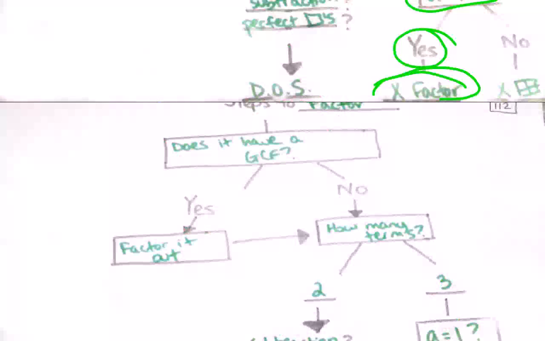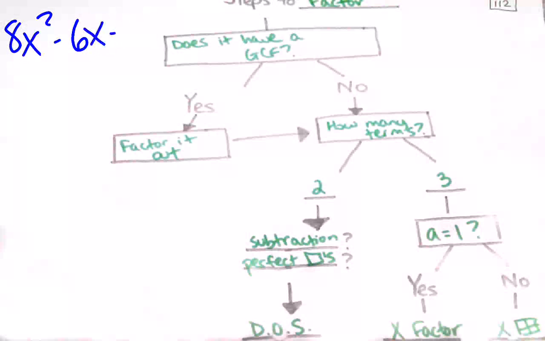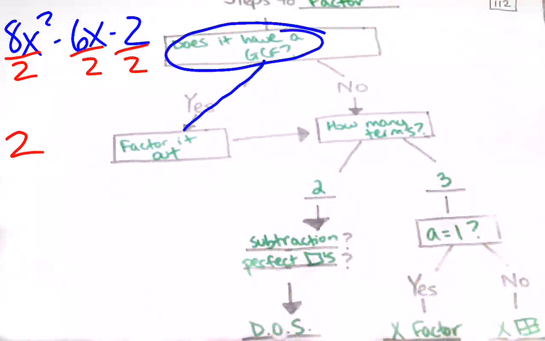I think you can do the next two on your own. x squared plus 3x minus 28, x squared minus 8x plus 16. You can do those two. I'm going to skip to 8x squared minus 6x minus 2. Now, once again, I'm writing those down, and I'm sensing that all of those are divisible by 2. So I do have a GCF. Yes. When I take that out, I have 4x squared minus 3x minus 1.